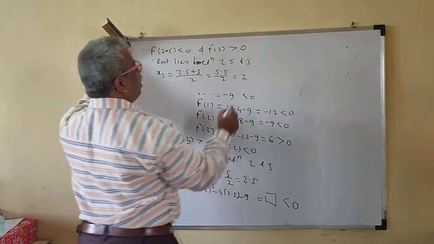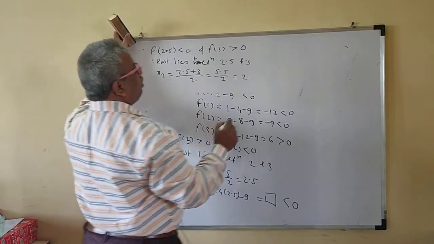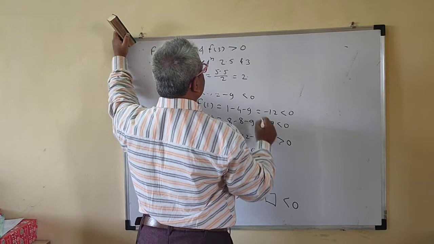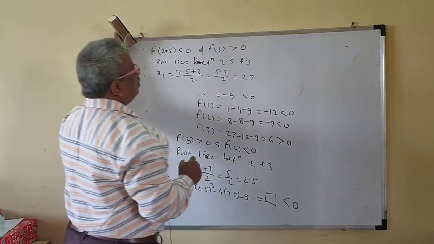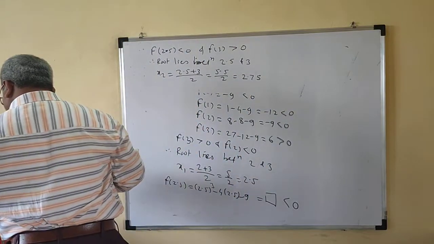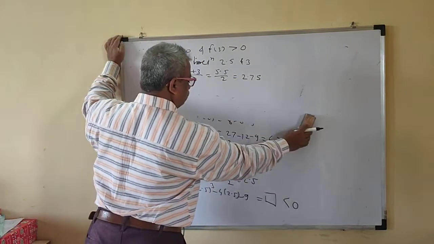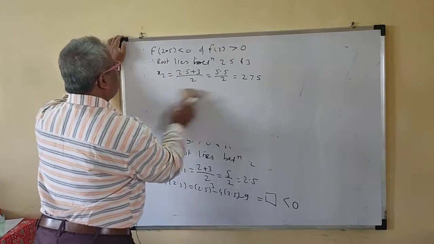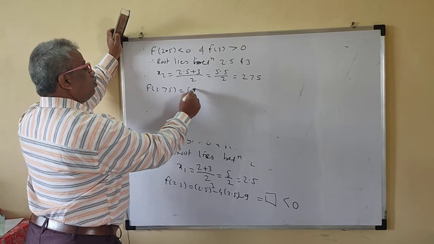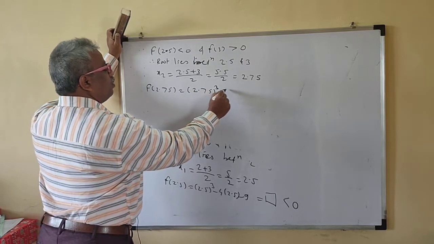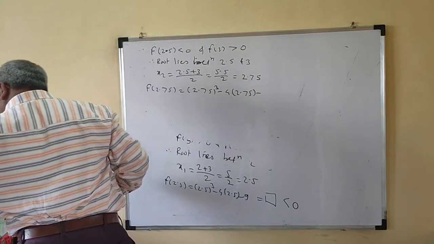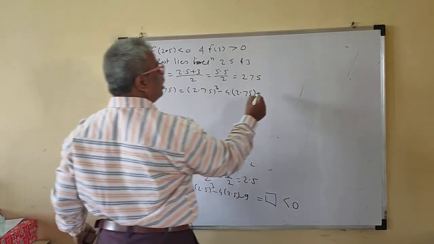So this is 2.75. You have to find f of 2.75. That is 2.75 cube minus 4 into 2.75 minus 9.